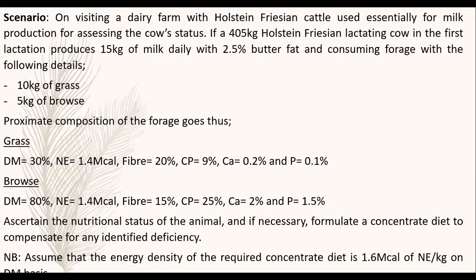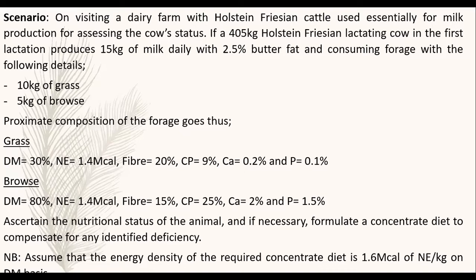Now, let's assume that we visited a dairy farm that has Holstein Friesian cattle. Essentially, the Holstein Friesian breed is mainly used for milk, and they are weighing 405 kg. A 405 kg lactating cow in the first lactation produces 15 kg of milk daily with 2.5% butter fat, and is consuming forage with the following grain.